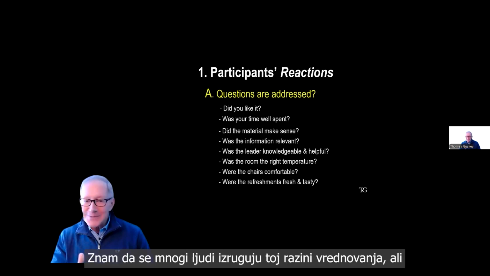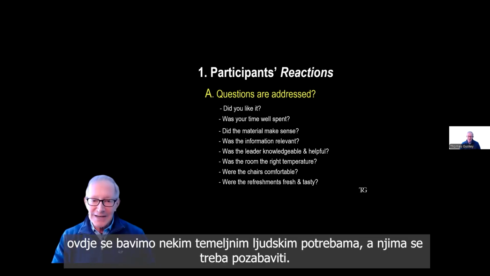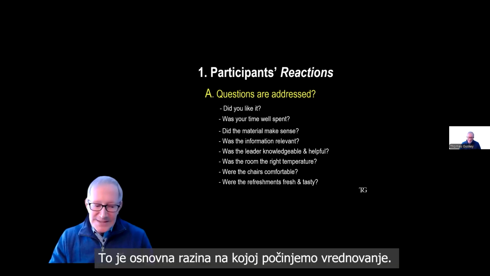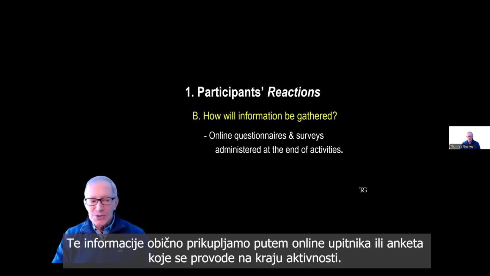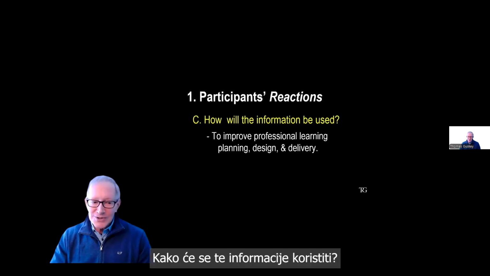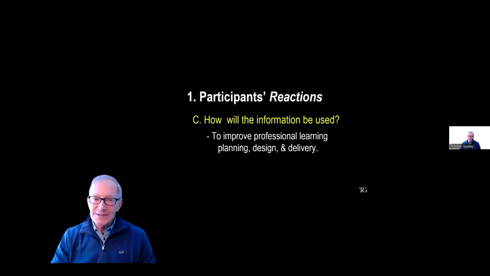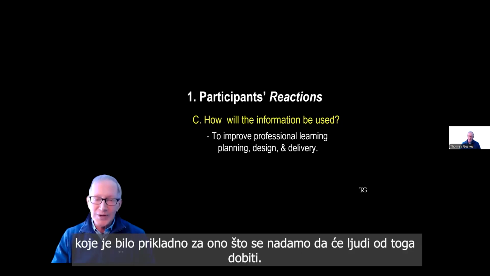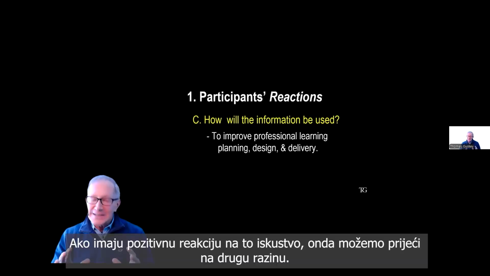Now, I know that a lot of people sort of make fun of that level of evaluation, but we're dealing with some very basic human needs here, and those need to be addressed. This is the very basic level where we start evaluation. And how we gather this information is typically through online questionnaires or surveys that are administered at the end of activities. And how's that information going to be used? Well, we're going to use it to find out if we did provide a learning environment that was appropriate for what we hope people will gain from it. And if it wasn't, what can we do to improve it? The planning, the design, the delivery of it overall. And if they have a positive reaction to that experience, then we can move on to level 2.